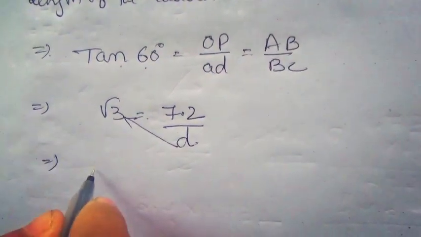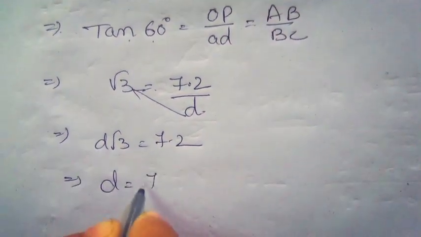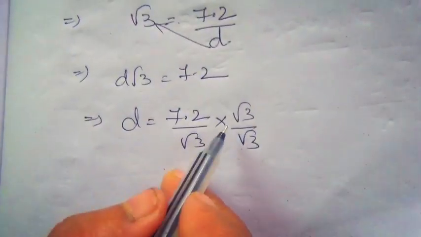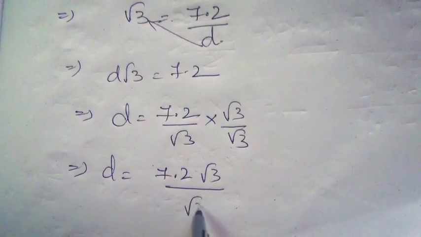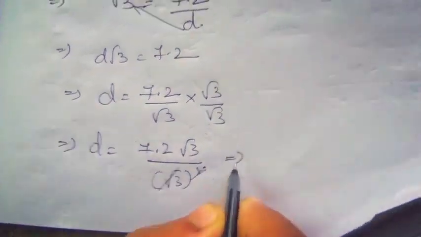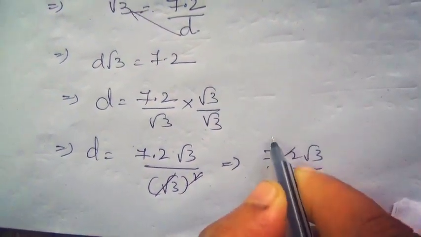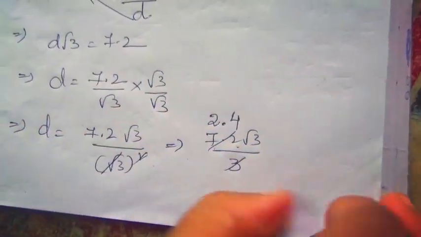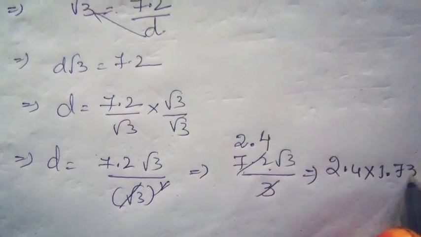So that implies D root 3 is equal to 7.2. That implies D is equal to 7.2 by root 3. By doing rationalization, multiply root 3 for numerator and denominator. D is equal to 7.2 root 3 by root 3 whole square. Square root cancels. That implies 7.2 root 3 by 3. 3 cancels in 7.2, that is 2 times, point 1 is there, 4. That implies 2.4 into 1.732. Already we know that root 3 is 1.732.